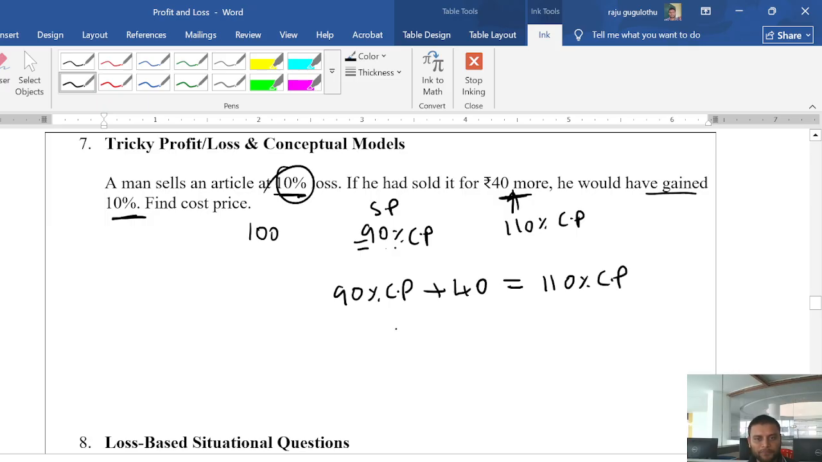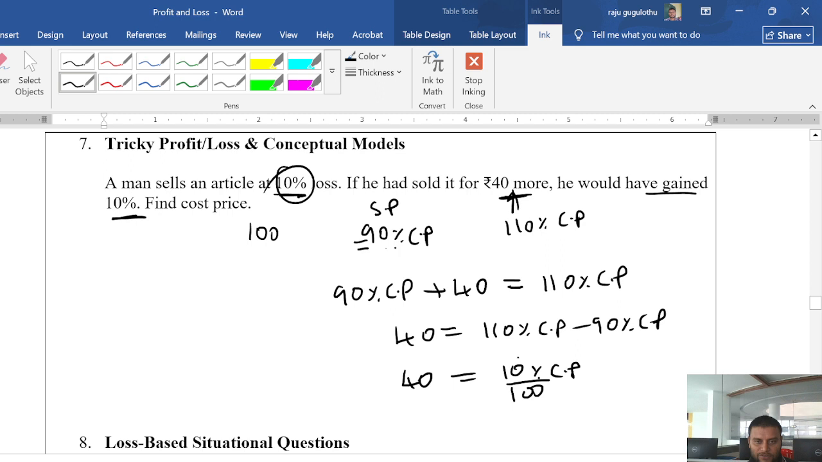So 40 rupees is equal to 110 percentage of CP minus 90 percentage of CP. So what I have got is 10% of CP, that is the difference, is equal to 40 rupees. So percentage means it will be divided by 100, 0 will cancel, cost price is equal to 400 rupees. So the article cost price is 400.